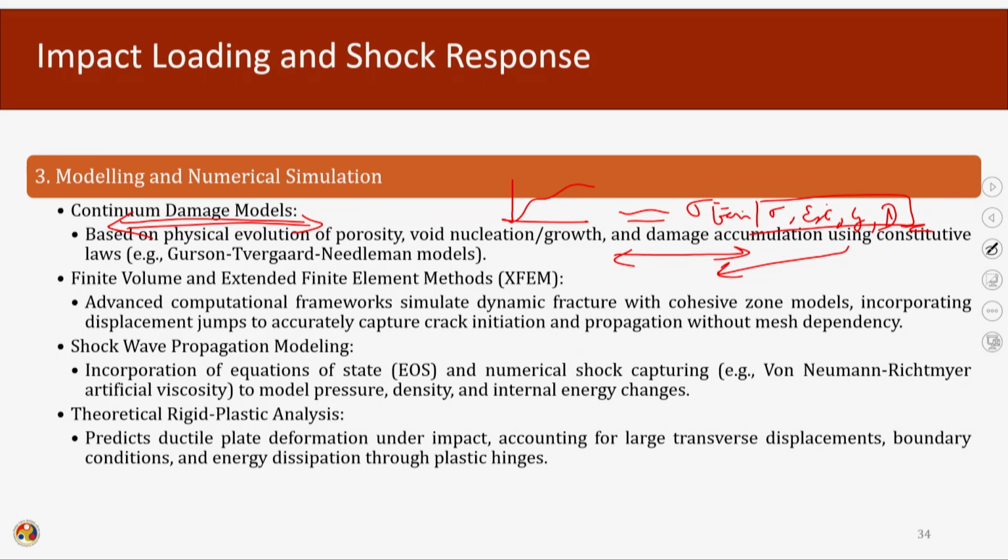dynamic loading case. Okay. So, a lot of constitutive models are readily available. One is outlined here, that is the Gurson-Tvergaard-Needleman model. These can again be put into different analytical tools like finite volume and extended finite element methods. So, using the finite volume method or the finite element method, these constitutive models can be used to do a simulation and understand the behavior of the structure during a dynamic event.